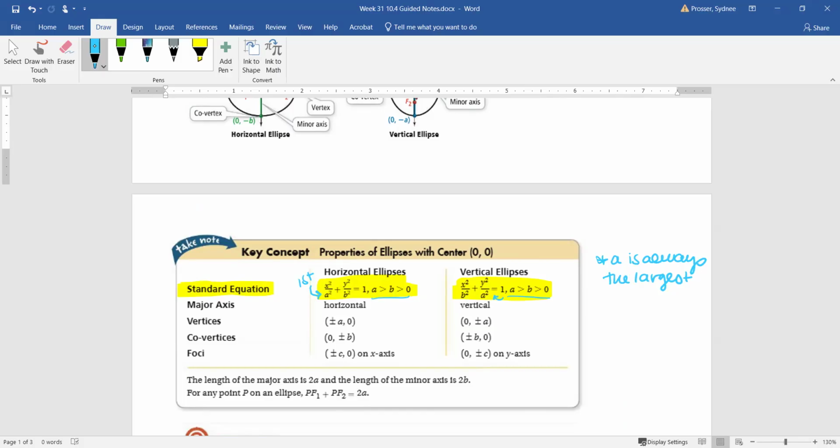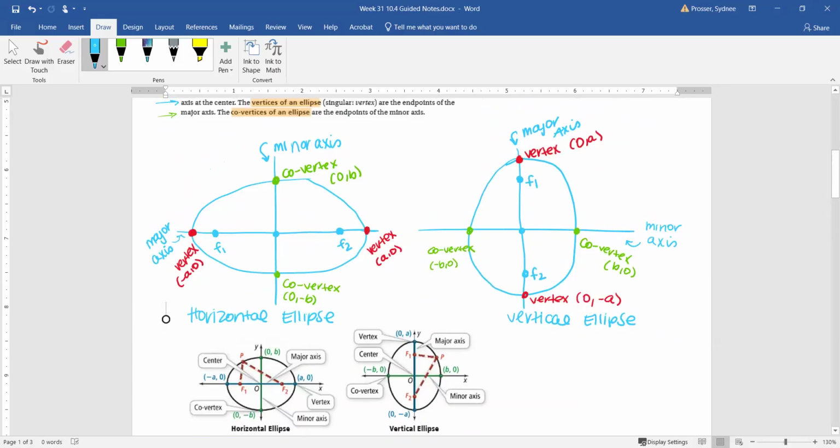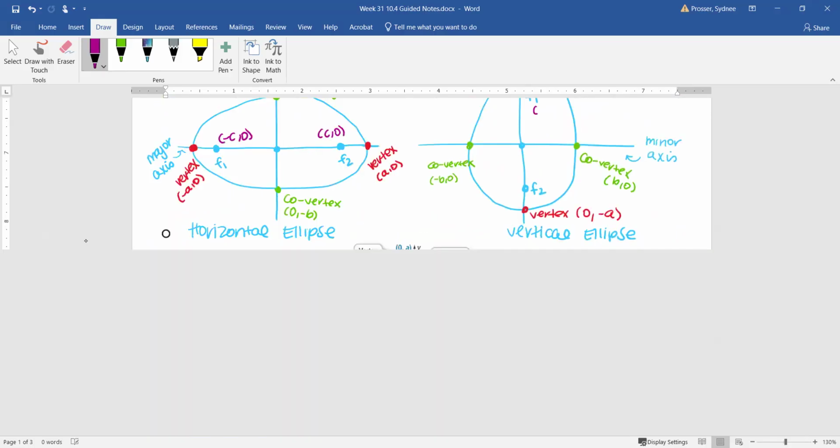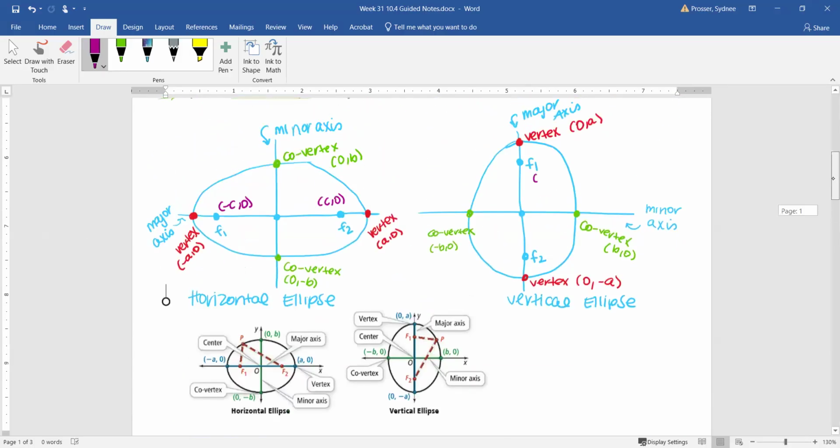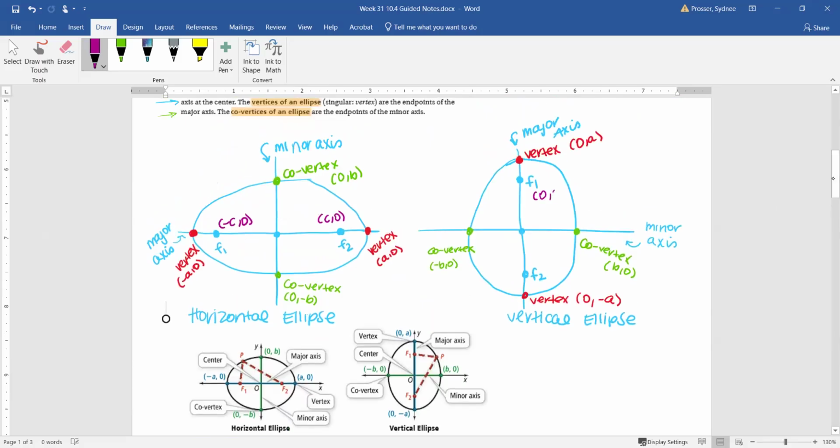And you can see just how we labeled in our graph, our vertices use the a value and our co-vertices use the b value. Then our foci, which are on that major axis, use the c value. I don't think we had that in our picture up here, so let's add that in. We have negative c, 0, or positive c, 0, or we have 0, c, or 0, negative c for our foci.